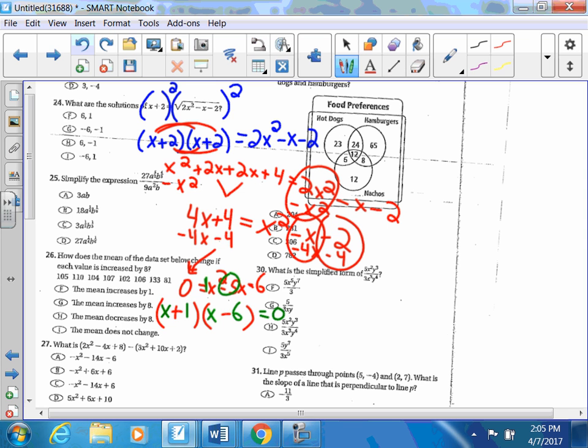So now, if you take x minus 6 and set it equal to 0, you've got to add 6 to solve. So x equals positive 6. And then for this one, x is going to equal negative 1. Positive 6, negative 1. Those are your answers.